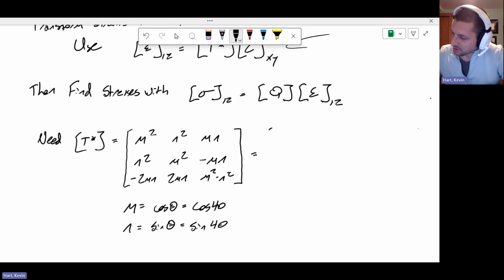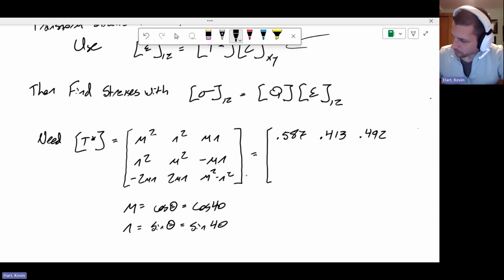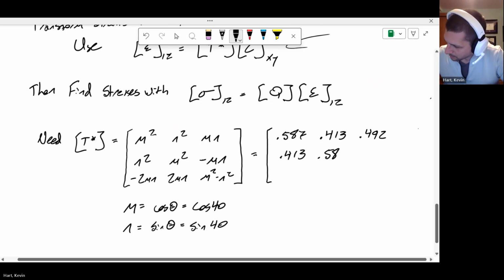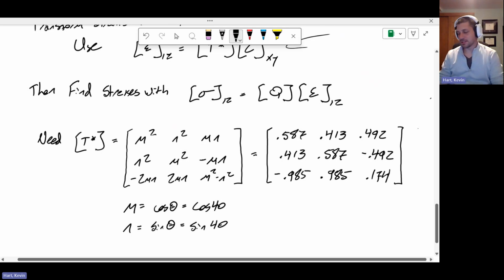You can punch this in and figure out what your transformation matrix T is. I'll just write it here for you: 0.587, 0.413, 0.492, 0.413, 0.587, and negative 0.492, and to round it out, negative 0.985, 0.985, and 0.174. All right, so these are the values that go into our T star matrix.